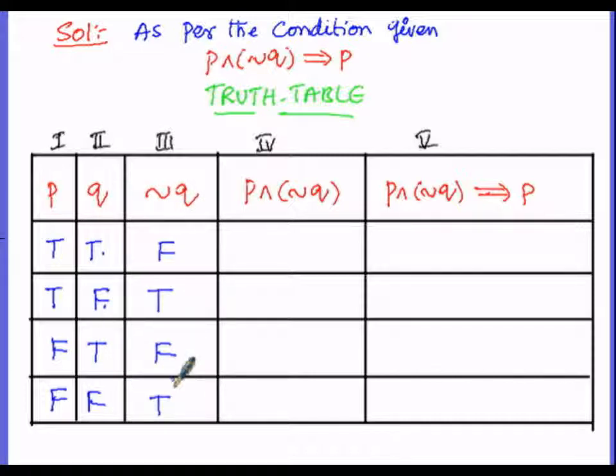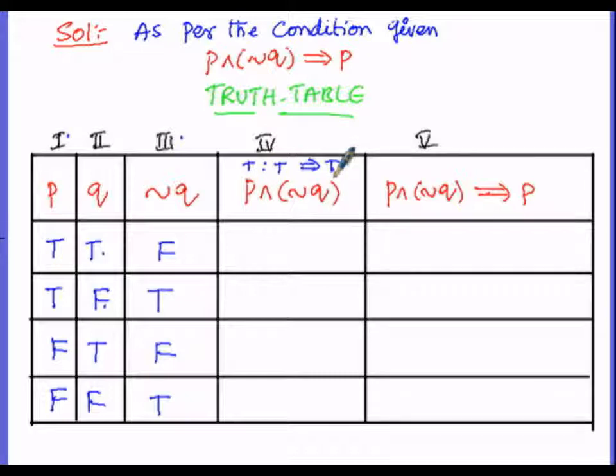Then now here we have to find out P and negation Q. So here in between the connective is 'and', so it comes under the conjunction. In case of conjunction, if the first statement is true and the second statement, that is negation Q, is also true, then the conjunction will be true. That means P is column number 1 and the negation Q is column number 3. So here we have to observe column number 1 and column number 3, and we have to find out the conjunction of these two statements, that is P and negation Q. So we have to see only T and T under P and negation Q. So T and T gives us T.